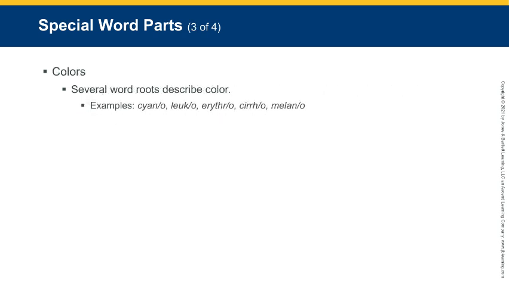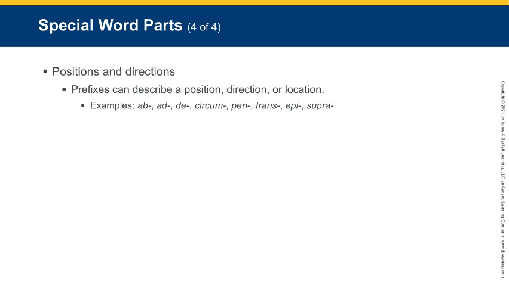Certain word roots are used to describe colors. Examples include cyan/o for blue, erythr/o for red, and melan/o for black. Prefixes can also describe positions, directions, or locations. Examples include ab- for away, ad- for toward, and trans- for across.